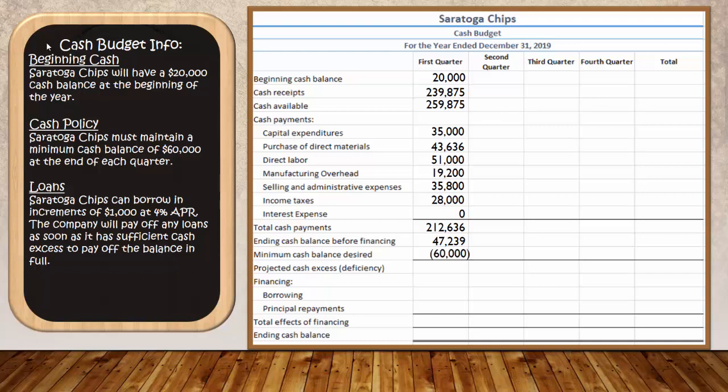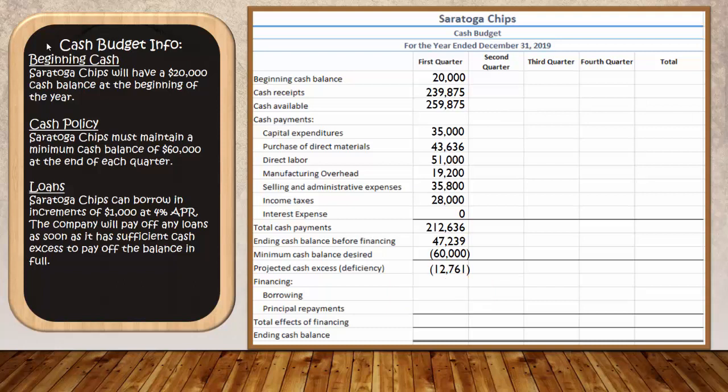minimum cash balance of $60,000 at the end of every period, which means that we have a cash deficiency of the difference between the amount of cash we have and the amount of cash that we require, our $47,239 and the $60,000 balance we have to have, which means we are short $12,761 in cash. We are going to have to borrow money. We have a cash deficiency below our minimum cash balance.